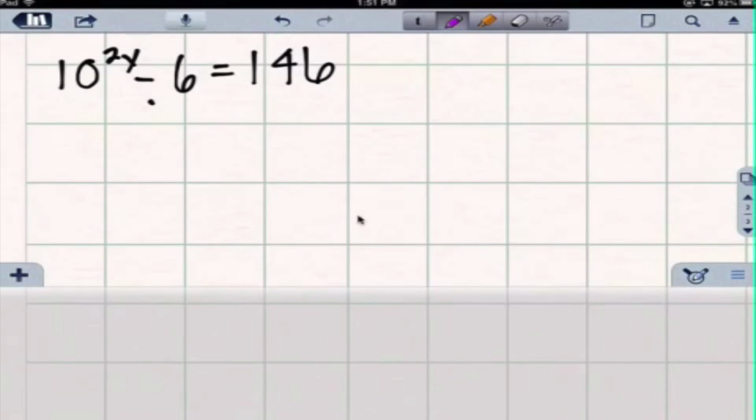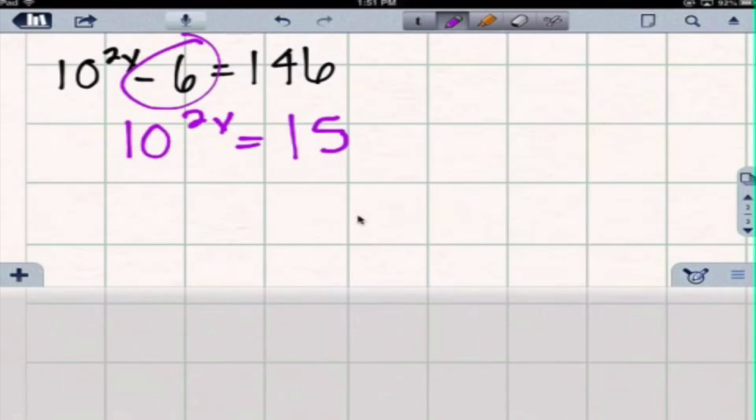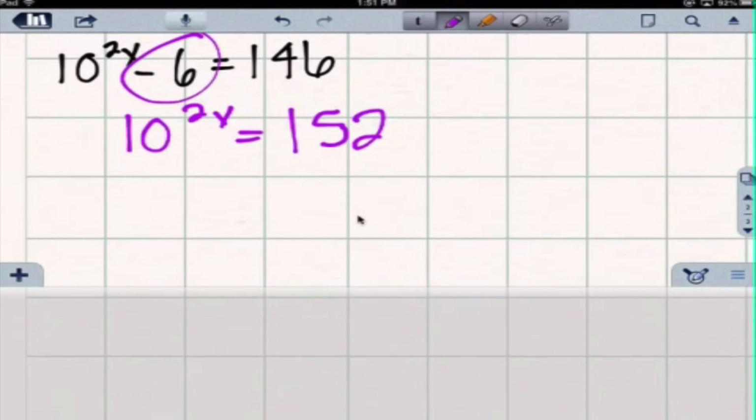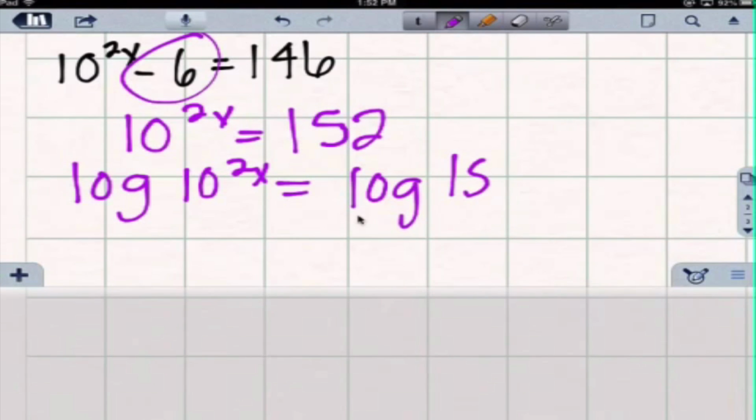So 10 to the 2x minus 6 equals 146. The problem here is I have this negative 6. That's not being taken to a power. So the very first thing I'm going to do is add it to both sides. So I get 152. Now I can either just take a log of both sides or change it into exponential form like I modeled on the previous problem. I'm going to go ahead and take a log of both sides. So I get log of 10 to the 2x equals log of 152.